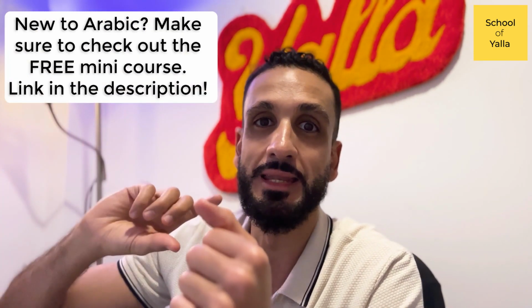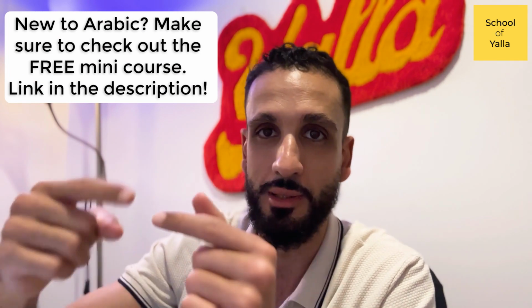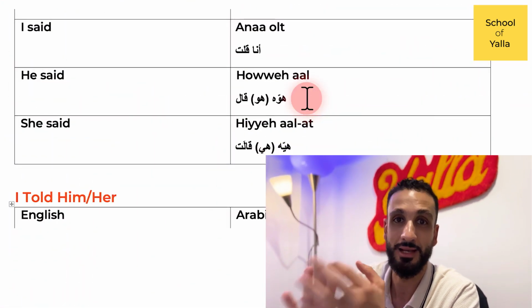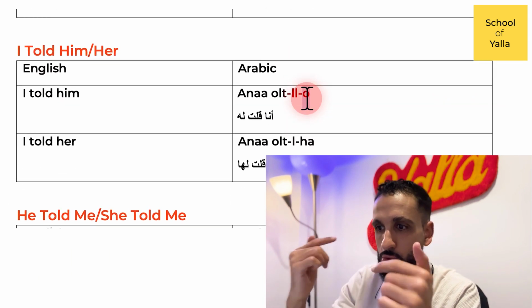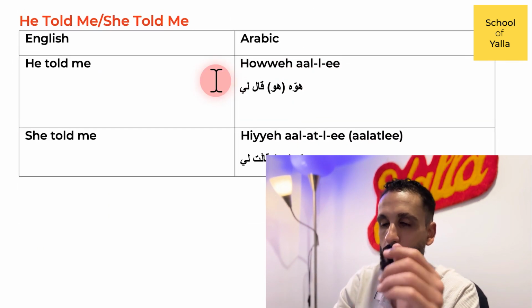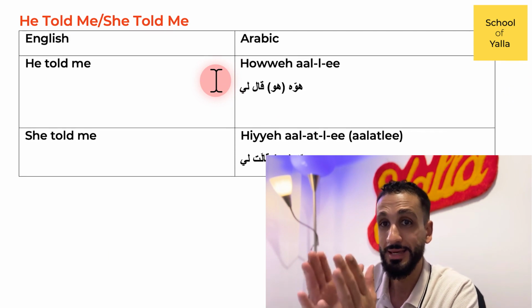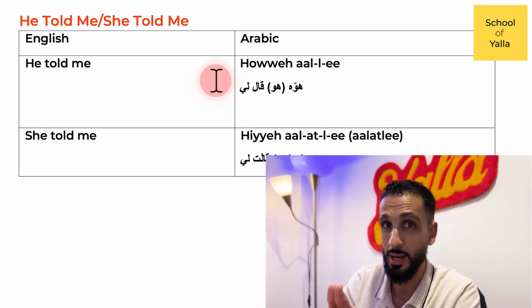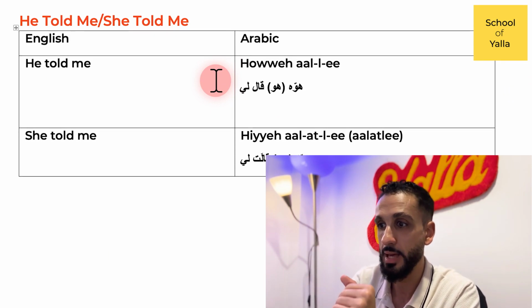These need to be memorized to the point where we're just saying it randomly in our sleep, where you're telling the story and dreaming in Arabic. This is next level, of course, but we need to get to that level. Ana qultu, huwa qal, hiya qalat. Get this down, and then slowly your brain will start telling you, okay, how do I break this down? He told me, he told or he said is huwa qal, and then to me, we need the li, okay?